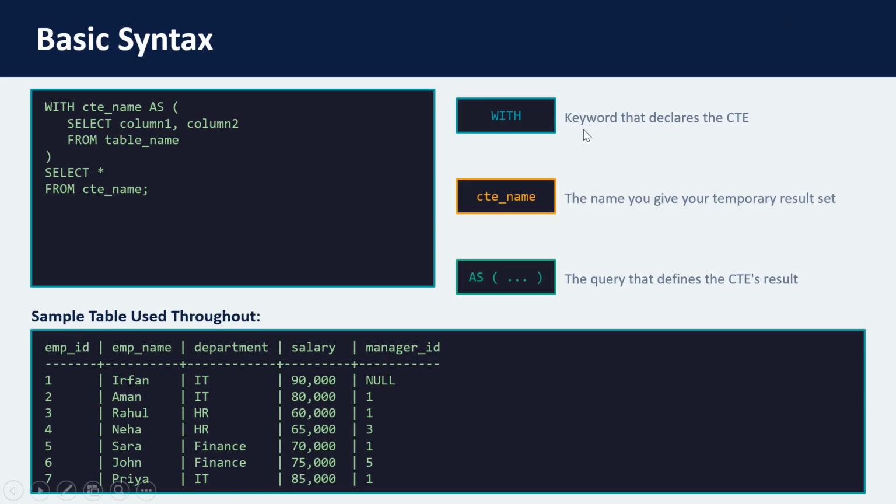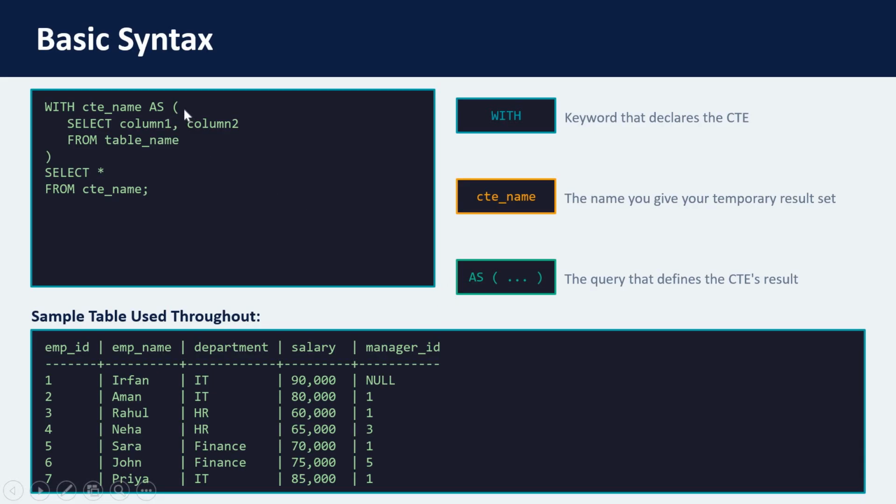So what is happening first with the WITH keyword? It declares the CTE name, the name you give your temporary result set. That means it will be a temporary result set, the CTE name, right? It could be any name. It's custom defined, developer defined. The developer can give any name as per the need, as per the logic, right?